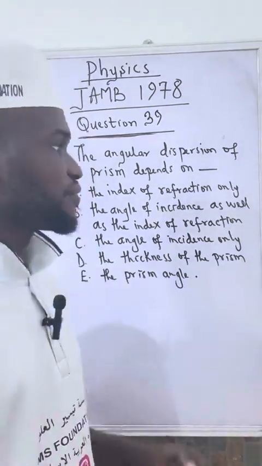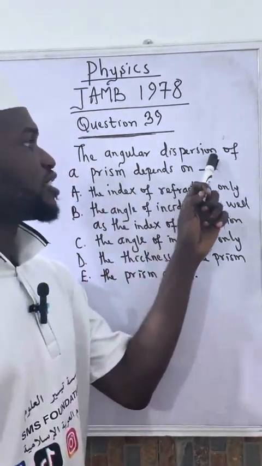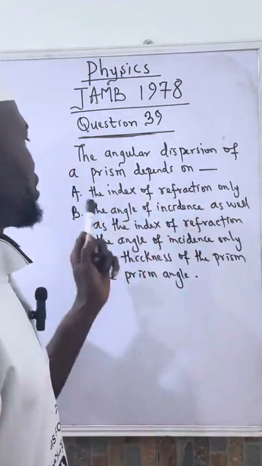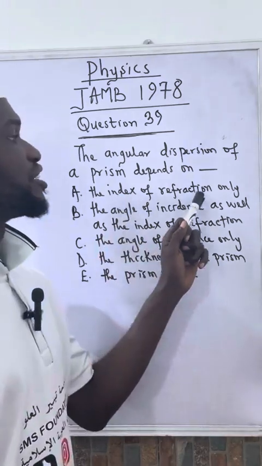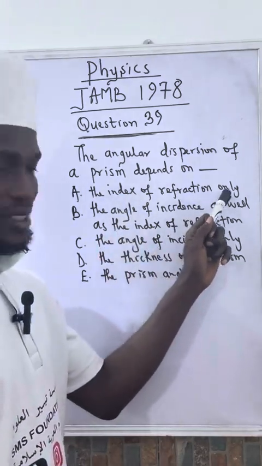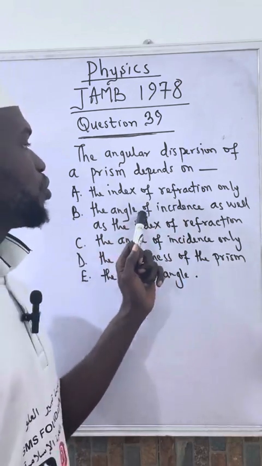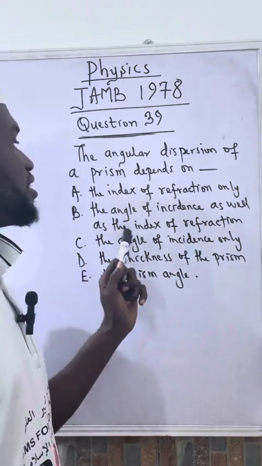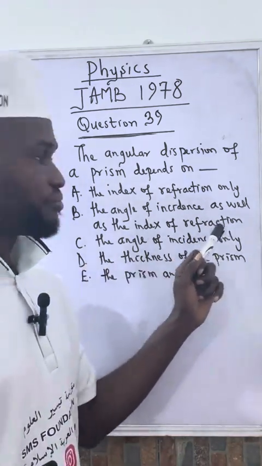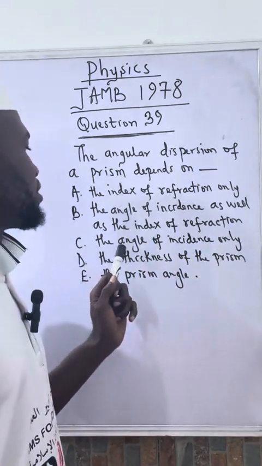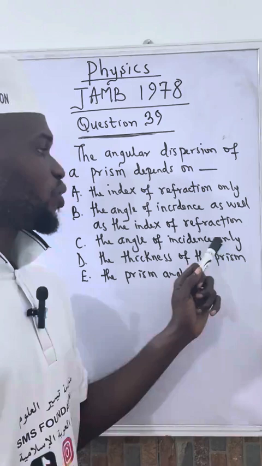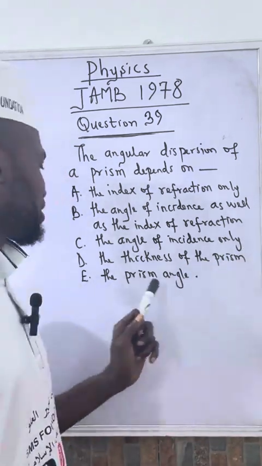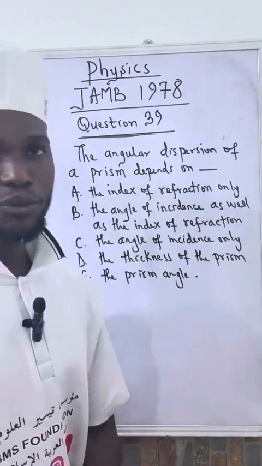Right, let's consider this physics question. The angular dispersion of a prism depends on dash. A, the index of refraction only. B, the angle of incidence as well as the index of refraction. C, the angle of incidence only. D, the thickness of the prism. And E, the prism angle.